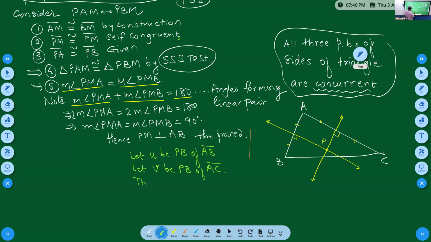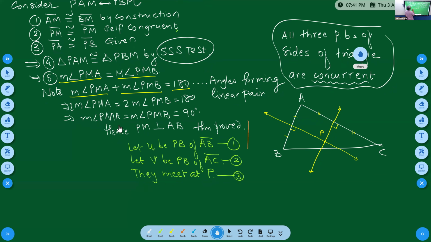They meet at P, correct? Let us say this is statement 1, statement 2. They meet at P. Statement 3.